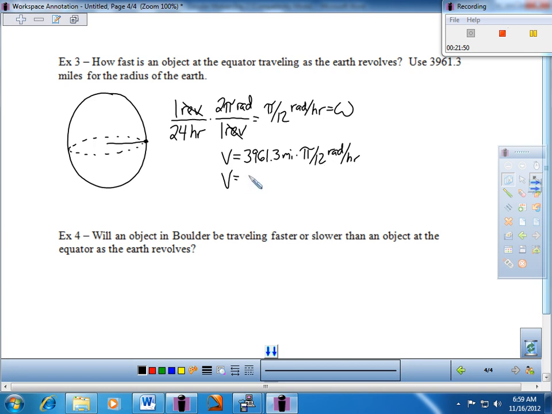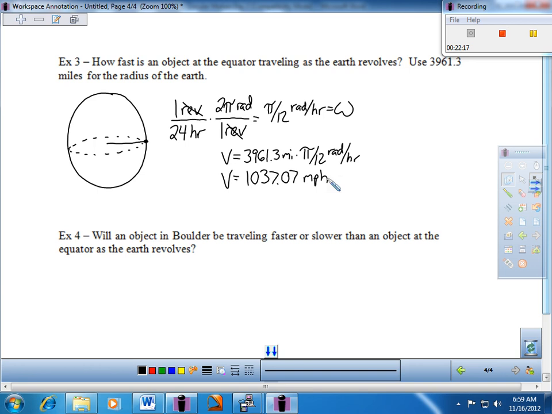I did it on my calculator, and I got something like this, about 1,037.07 miles per hour. Again, make sure you're able to see that piece. And so again, as a point on the equator is moving in circular motion, it's traveling at 1,037.07 miles per hour. Pretty cool.